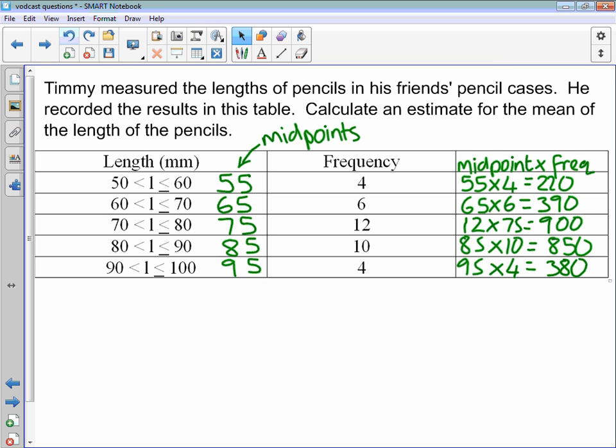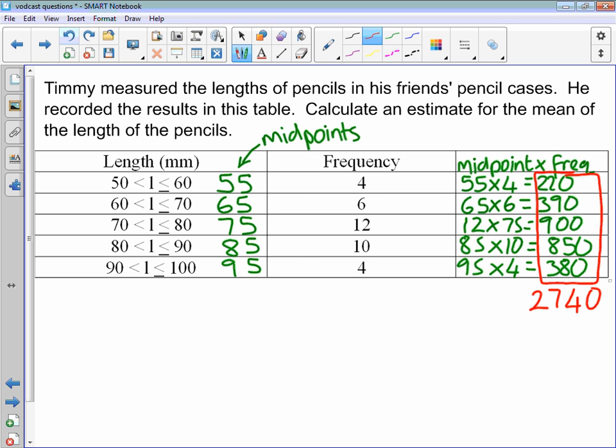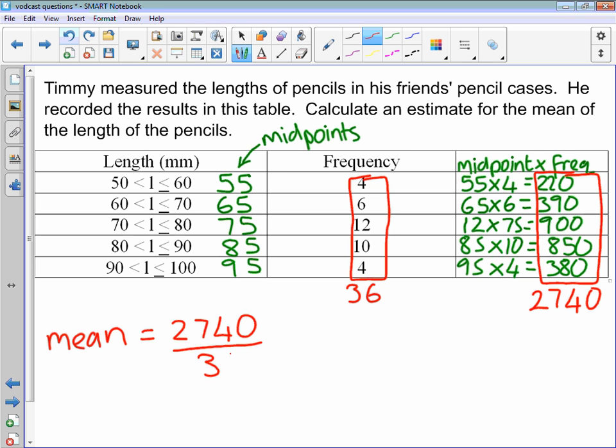When I've got those totals, I'm then going to add together all of these numbers that I've got here. When I add those together, I end up with 2,740. I then need to add together all of my frequencies. My total for that is 36. So to find my mean, I need to divide 2,740 by 36. If I round that to one decimal place, I end up with 76.1 millimetres.